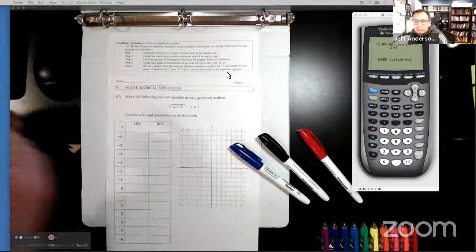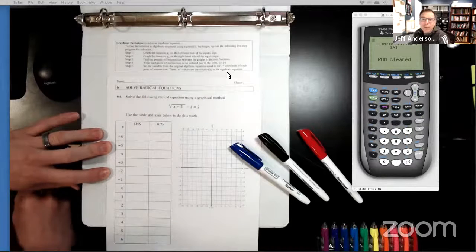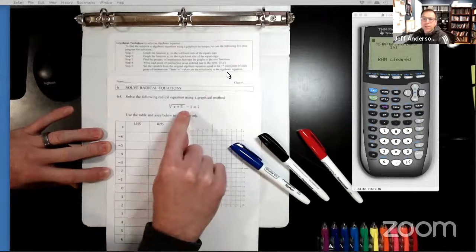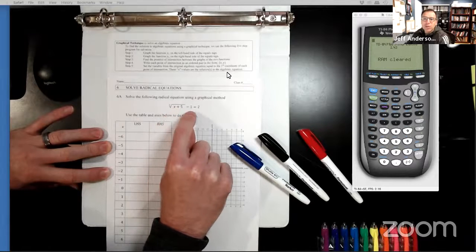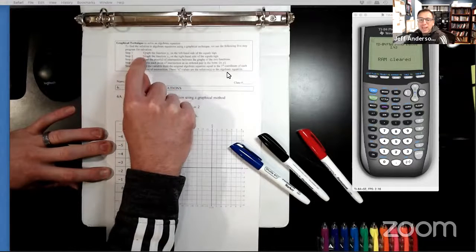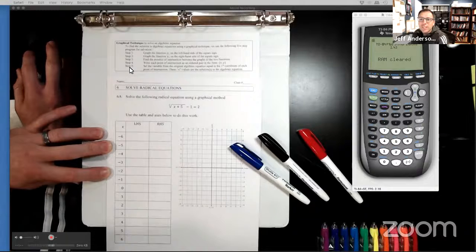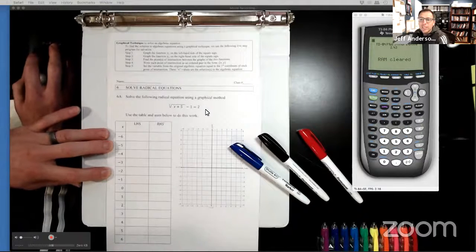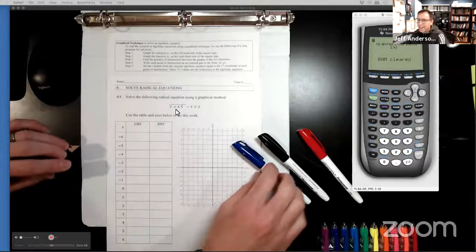In this video, we're going to do problem 6A of lesson 9 for Math 48A. Specifically, we're going to try to solve this radical equation using a graphical method. Remember, in our graphical methods, we have five different steps, and we're going to follow those here. So specifically, we're going to graph the left and right-hand side.